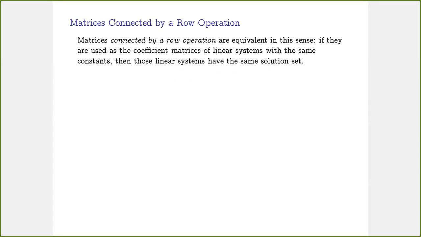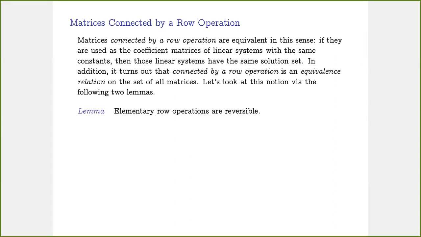In order to understand more clearly what's going on with Gauss's method, let's consider the notion of row equivalence. Matrices connected by a row operation are equivalent in this sense: if they are used as the coefficient matrices of linear systems with the same constants, then those linear systems have the same solution set. In addition, it turns out that being connected by a row operation is an equivalence relation on the set of all matrices. We introduced equivalence relations in an earlier talk at the beginning of the course.